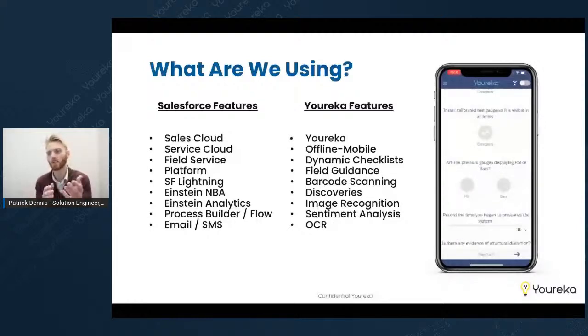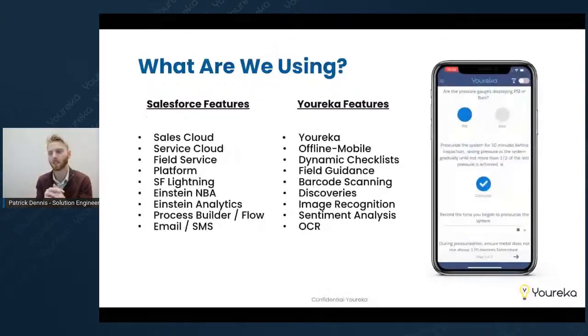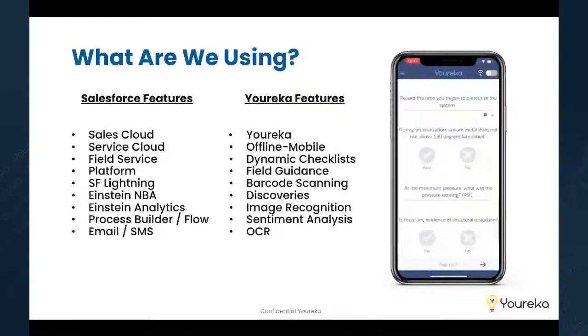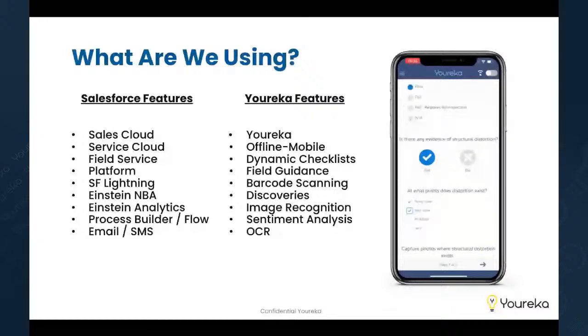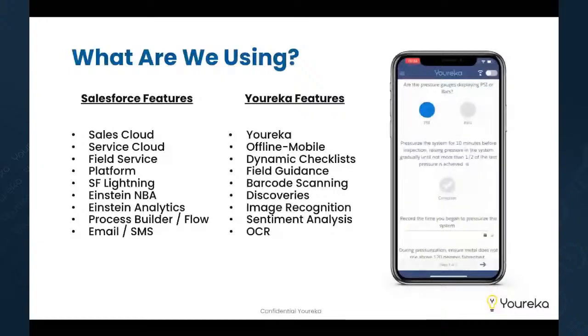And then, of course, at the bottom of that list, you've got some really interesting things like Einstein Next Best Action. Yeah, we can plug Eureka's information into Einstein Analytics or Tableau to make it really easy for people to consume and analyze the information that's being collected in the forms. And then, of course, all the powerful business process automation tools like Process Builder, Flow, Apex Triggers, things of that nature. So those are the things on the left-hand side.